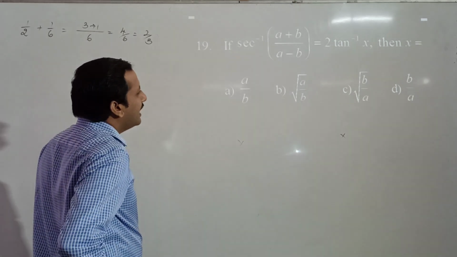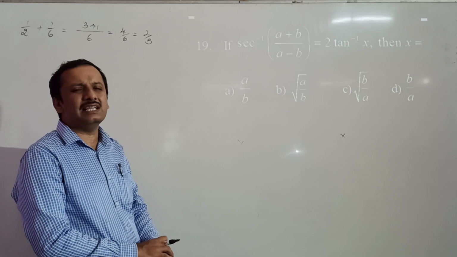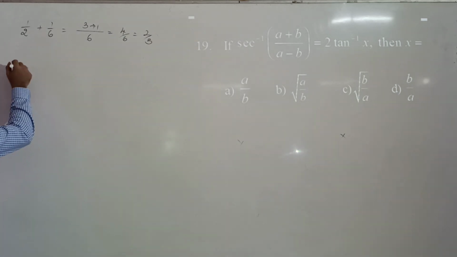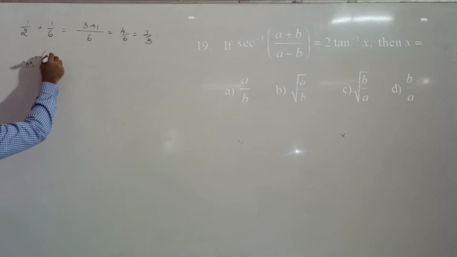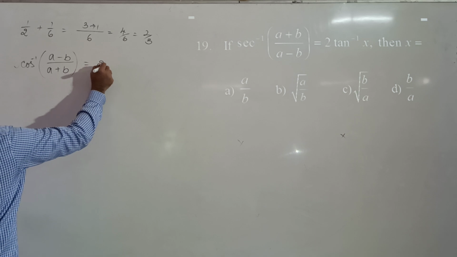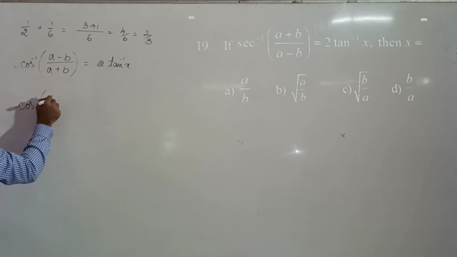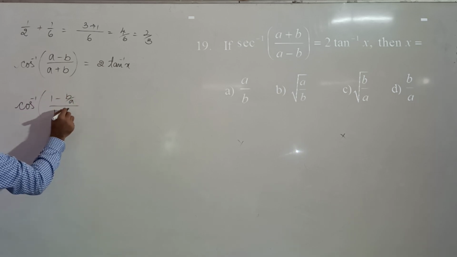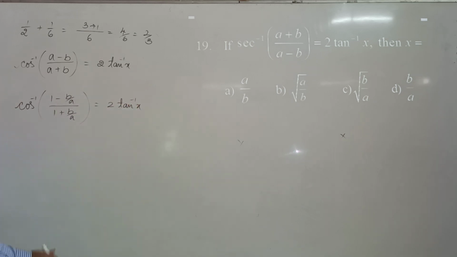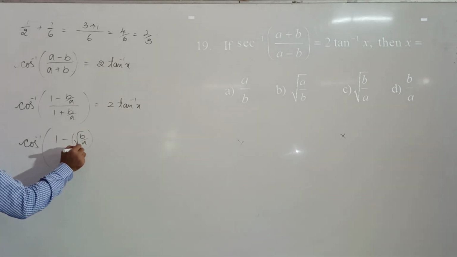Then 19th question. If secant inverse of a plus b by a minus b is equal to 2 tan inverse x, then x is equal to? Secant inverse, I will write as cos inverse. Cos inverse of a minus b divided by a plus b is equal to 2 tan inverse x. Here I will divide by a. So 1 minus b by a divided by 1 plus b by a is equal to 2 tan inverse x. Then I can write this b by a as root of b by a whole square.